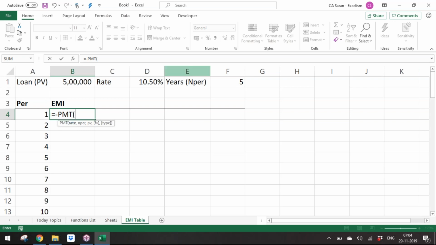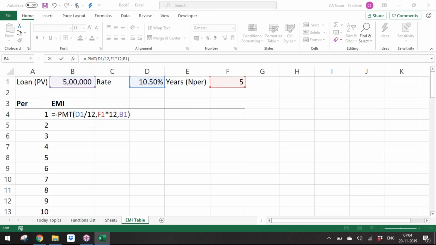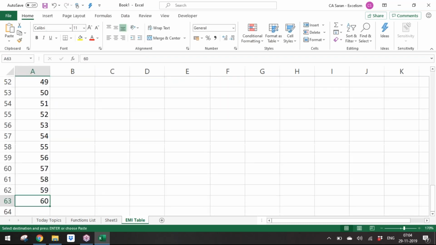Now, what is the rate of interest? This, but I'm calculating monthly, so divided by 12. How many periods am I going to pay? 5 years, but times 12, because every month I'm paying. And this is the present value. You have to make sure you give the dollar symbol, because if I copy paste that below, it should not change automatically. So let me select this, enter, copy and paste.